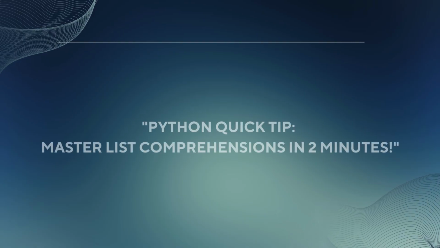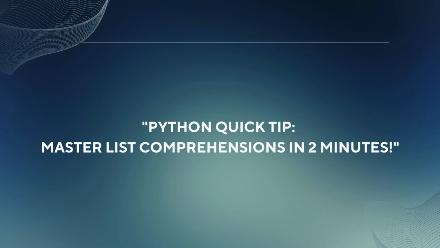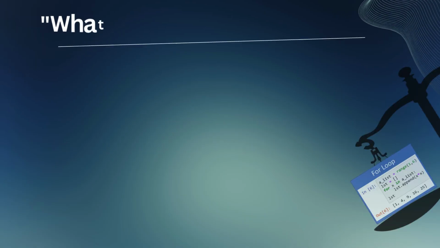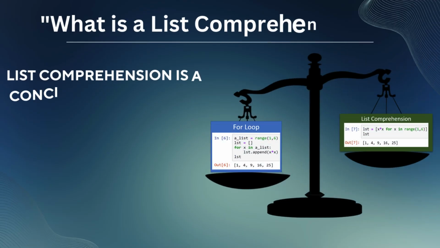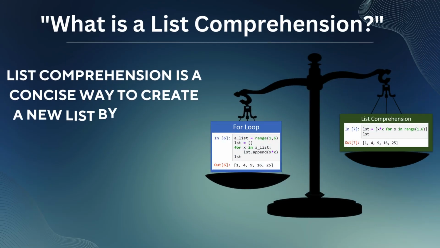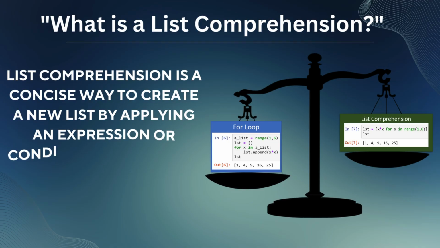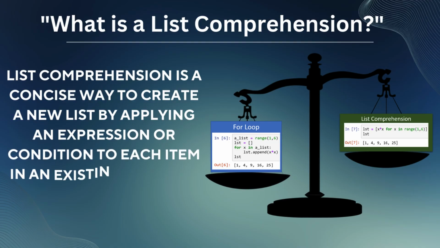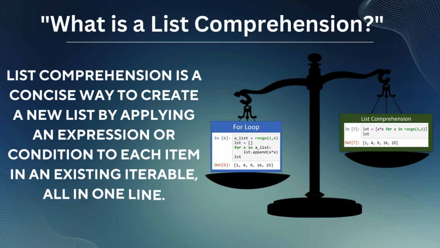In today's Python quick tip, we're mastering list comprehensions in just 2 minutes. In Python, list comprehensions are a concise way to create lists. Instead of using a for loop, you can generate a list in a single line of code. It's faster, cleaner, and more Pythonic.